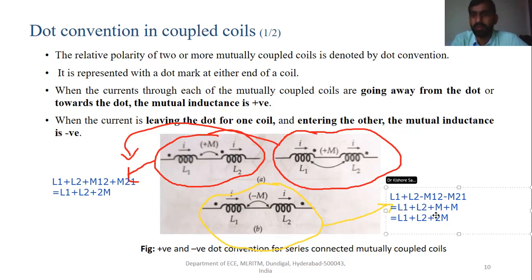Sorry, here it will be the negative, because here it is minus M, minus M, so minus 2M. So in the first case, the mutual inductance is positive, so that is the reason why we got L1 plus L2 plus 2M, whereas in the second case, the mutual inductance is negative, so that is the reason why we got L1 plus L2 minus 2M. So the same kind of things you may come across solving different problems. So please remember.